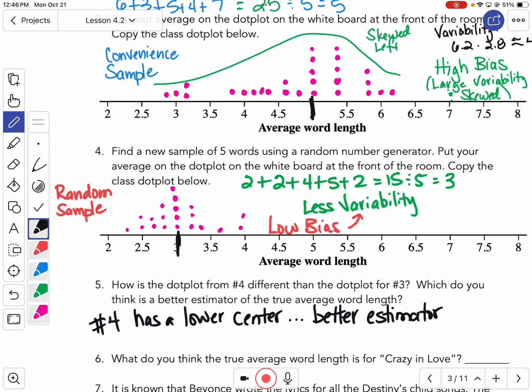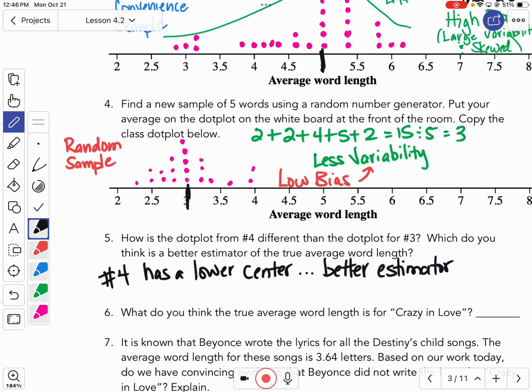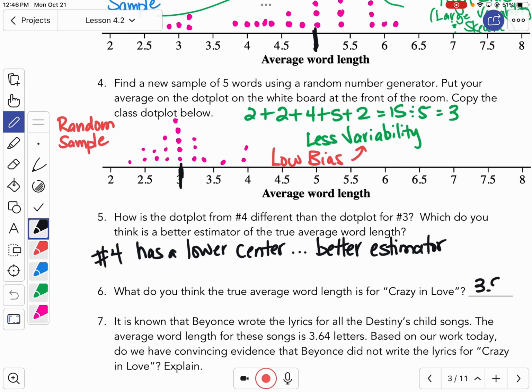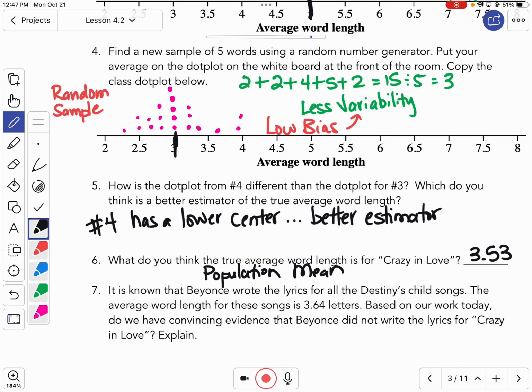Anybody got a guess? What do you think is the actual average length of the words in Beyonce songs? Yeah, it is around 3. It's 3.53 actually. If you took all the words and you averaged them, you get 3.53 is the true population mean for that song. And so the question becomes, I'm not sure if you're aware of this, but there was this whole big controversy over, does Beyonce write her own lyrics, or did somebody in Destiny's Child write most of them, and all those kind of things. And so the average word length for her songs typically is about 3.64.